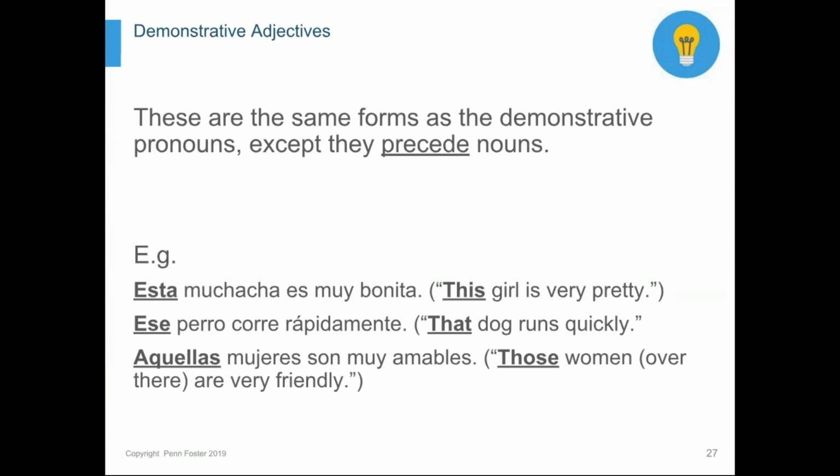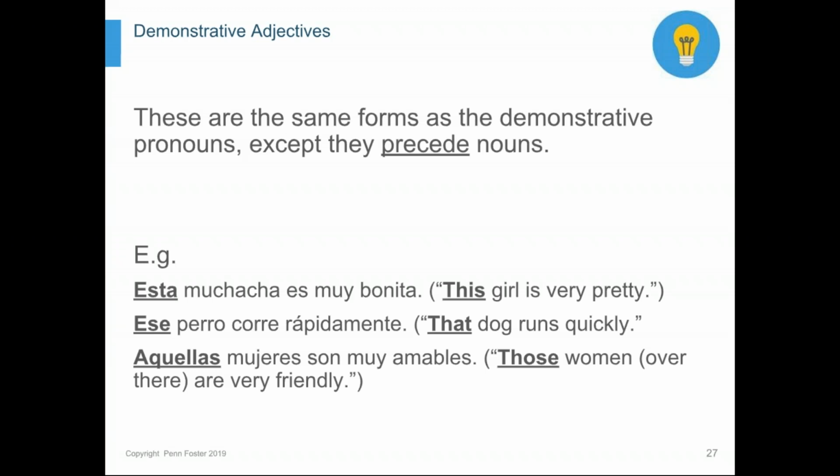Same words, the same 12 that you saw on your demonstrative pronoun chart just a few slides back. So if you need to, review them, you can go back and see them listed under demonstrative pronouns. They're the same exact words. The only difference is, like I said earlier, in this case, these demonstratives like esta, ese, and aquellas in your examples have to precede a noun. They cannot be present without a noun immediately after them.